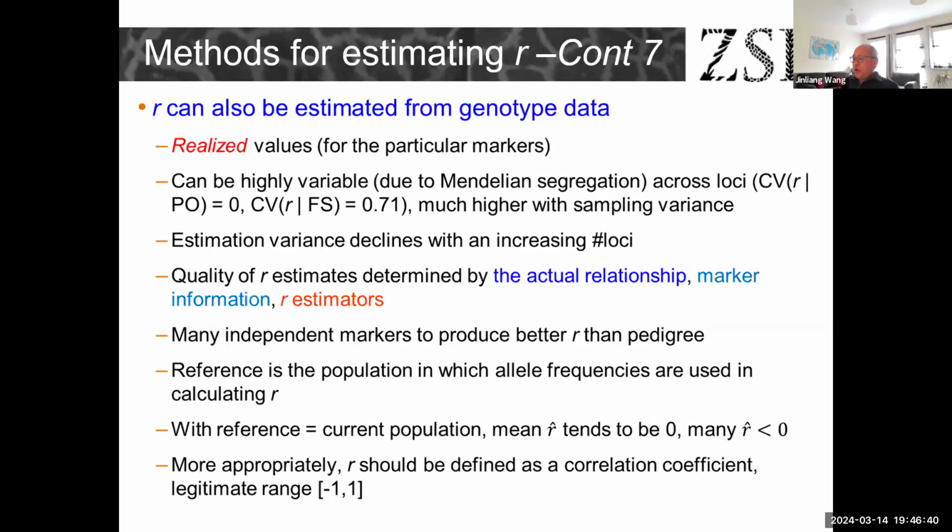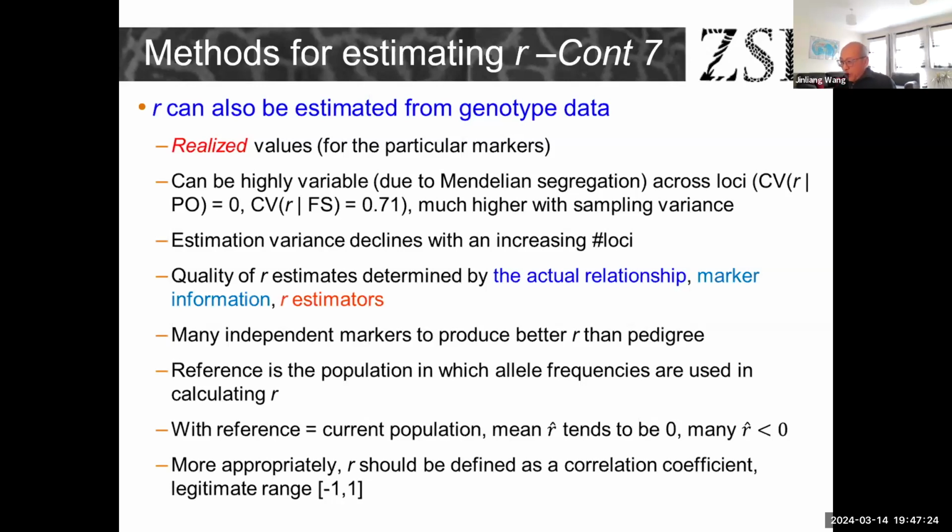As we said before, for marker-based estimation, we have implicitly a reference population there. Here, the reference is actually the allele frequencies which are used in calculating R. We usually assume these allele frequencies are available from the population, independent of the sample of individuals whose relatedness is being estimated. But in reality, this is not true. I will show you the problems with this later on.